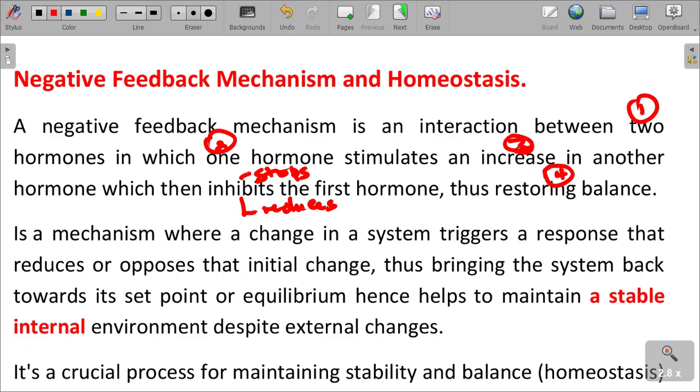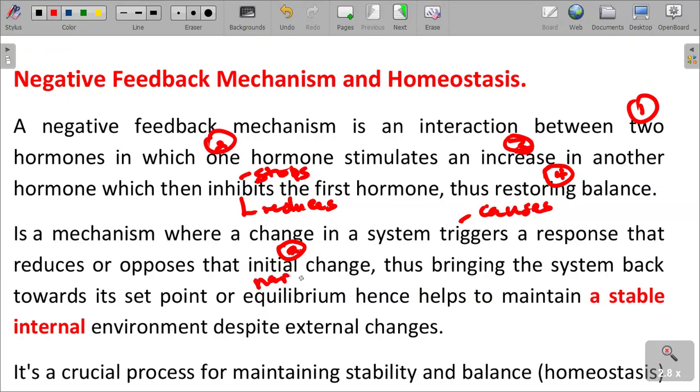What we need to understand is that homeostasis and negative feedback mechanism work hand in glove. It is a mechanism where a change in a system triggers a response that reduces or opposes that initial change, thus bringing the system back towards its set point or equilibrium, and hence helps to maintain a stable internal environment despite external changes. So the initial change is being opposed in order to bring the system back towards its set equilibrium.